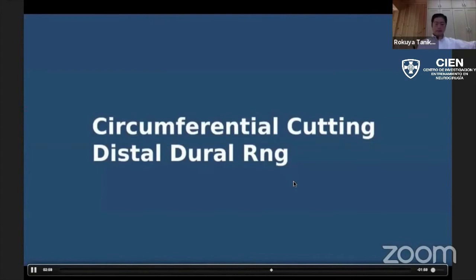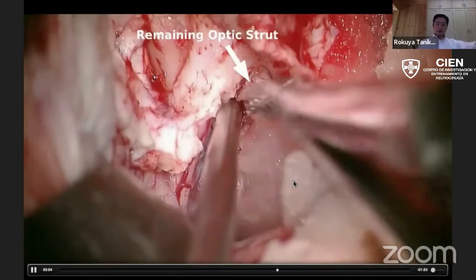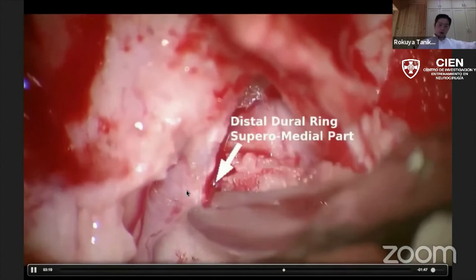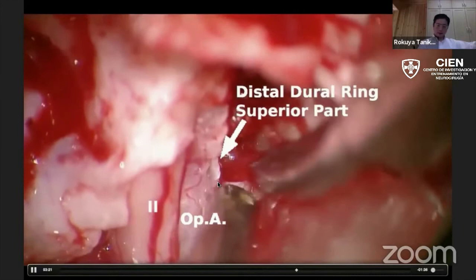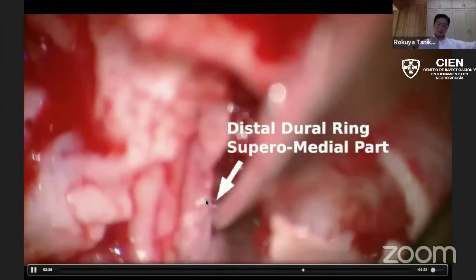Next, you can expose the distal dural ring, but here is the ophthalmic artery. Be careful not to injure it. You can see here, this is the distal dural ring part. And the medial part of the distal dural ring can be incised.